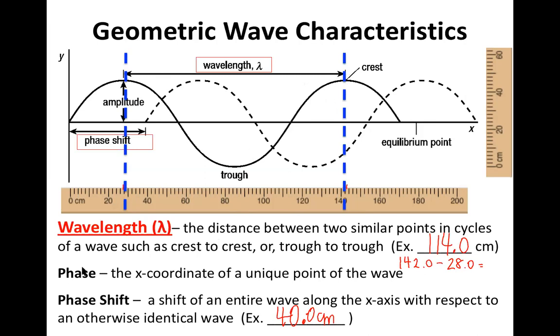We also have the phase, which is the x coordinate of a unique point, or a phase shift if we're comparing two waves. So do you see how the dotted wave has started 40 centimeters after the first wave started? So maybe two people have their slinkies, and one person starts, and then the other person starts after this first wave has traveled 40 centimeters.